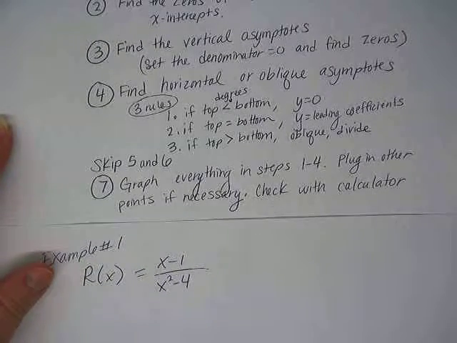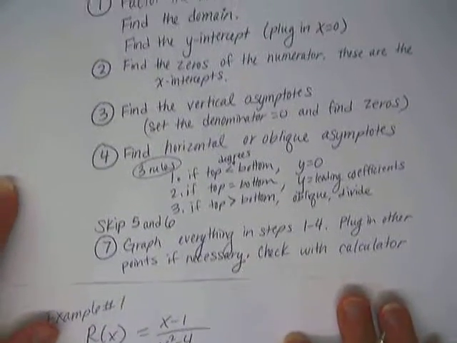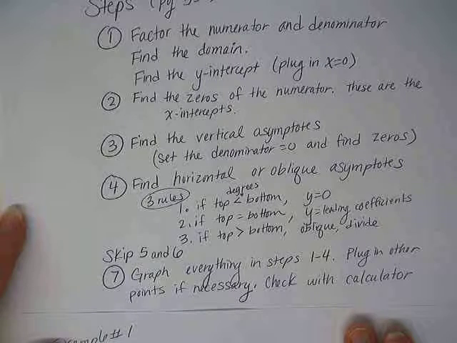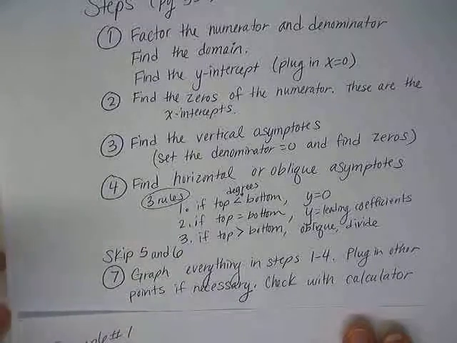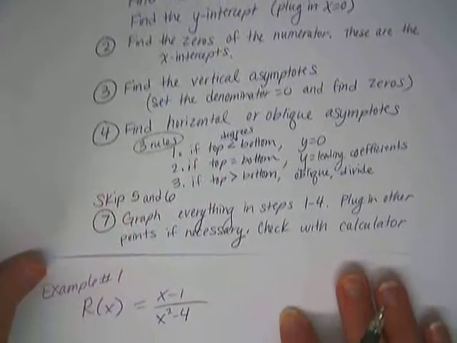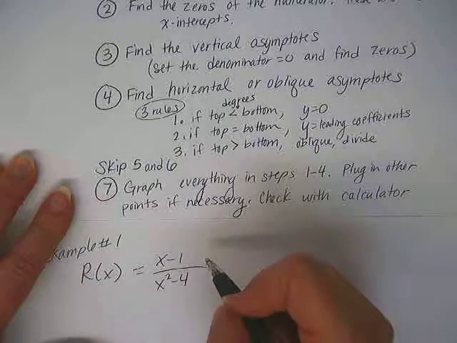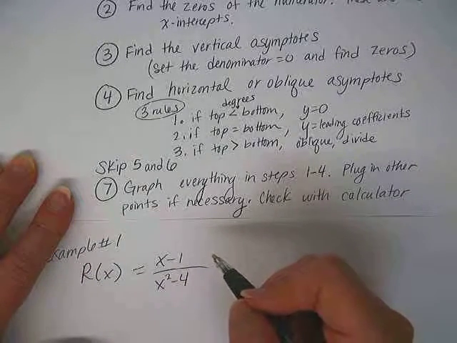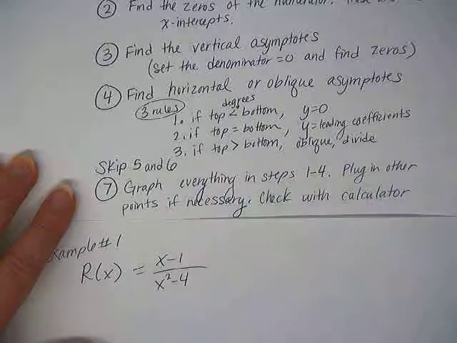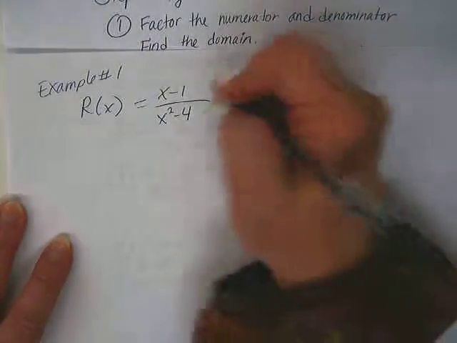To do this example, what does step 1 say to do? Factor, find the domain, find the intercept, right? Here we go. So we are going to factor. Zach, are you done? Yeah. With number 7? Yeah. Okay, so let's start by factoring.